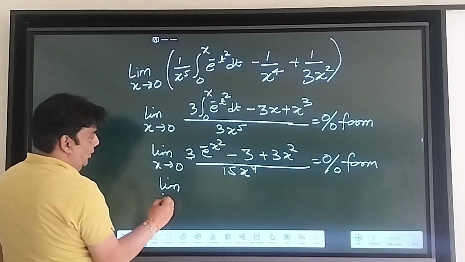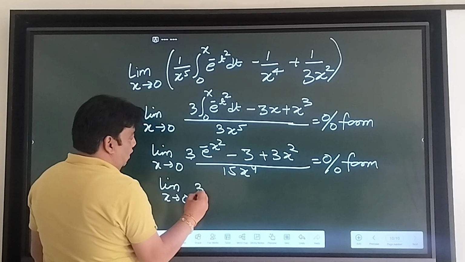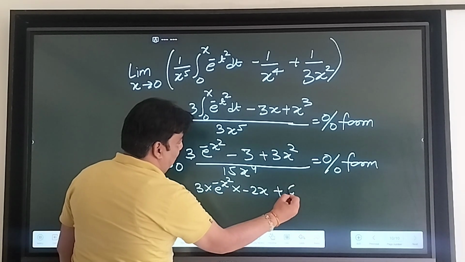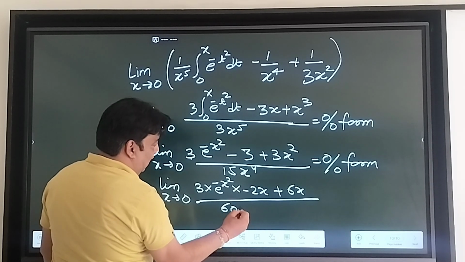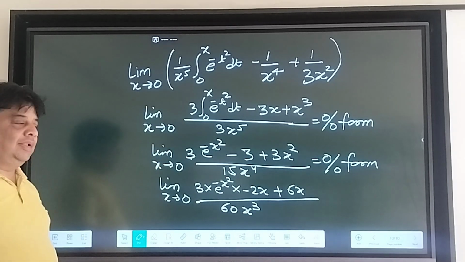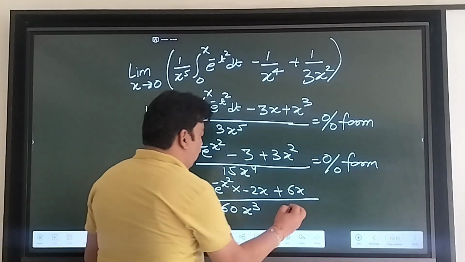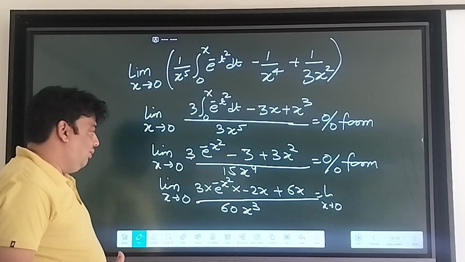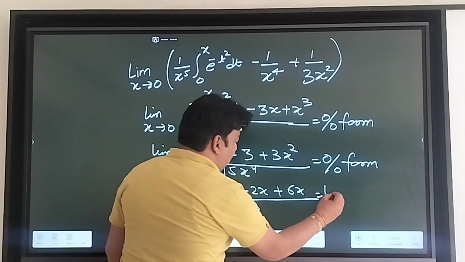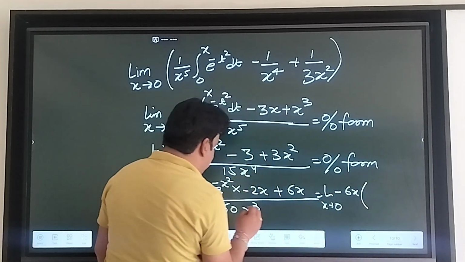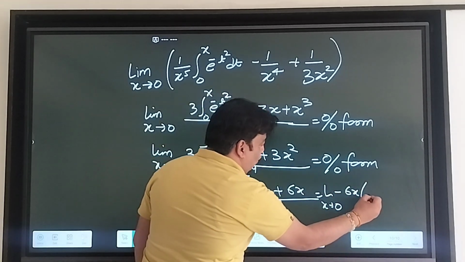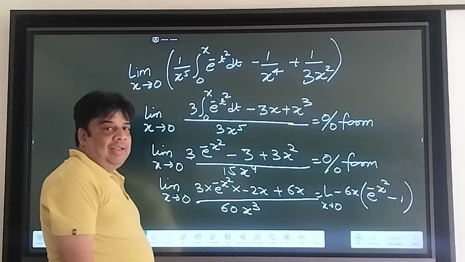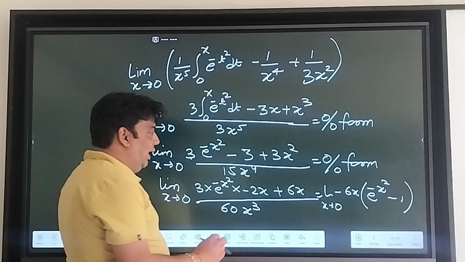So it becomes limit x tends to 0, 3 into e to the power minus x square into minus 2x plus 6x upon 60x cube. This is how it is, right? Now you can take something common if possible. So it will become limit x tends to 0. You can take minus 6x common. If we take minus 6x common, it will become e to the power minus x square minus 1, right? Minus 6x I have taken common upon 60x cube.